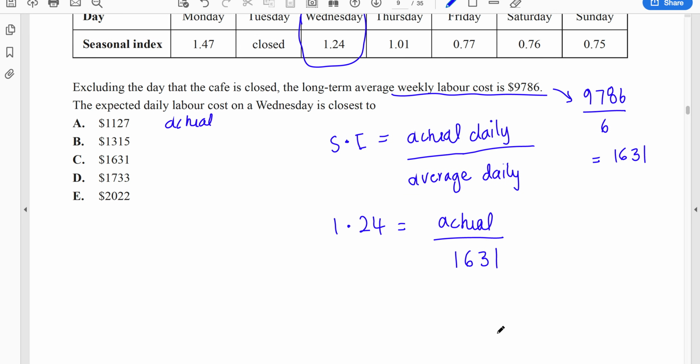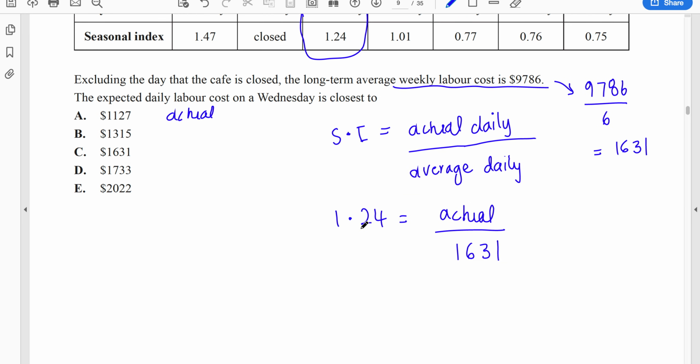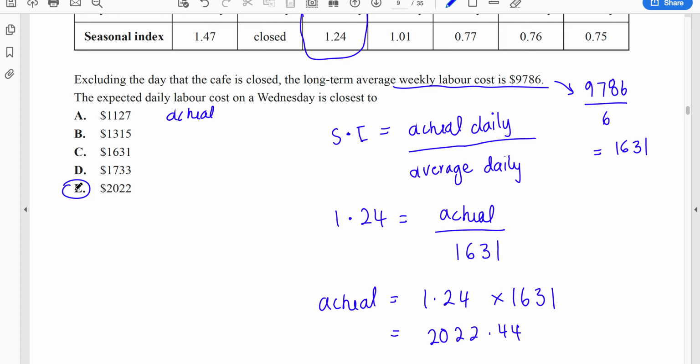So in other words, the actual is going to be 24% higher than this 1631. So to get your actual, you can just do this, which some of you would have used, 1.24 times 1631. That's re-seasonalizing just there. Or you could have used this and solved for actual. When you do that, 2022 point doesn't matter, because when you round it, you'll get this one, so closest to E.